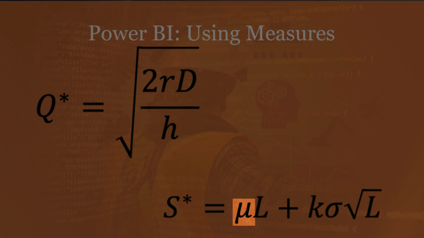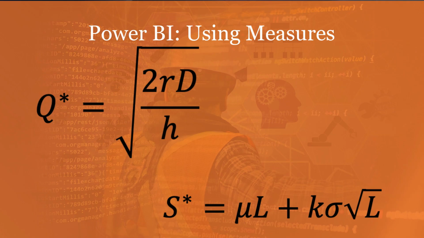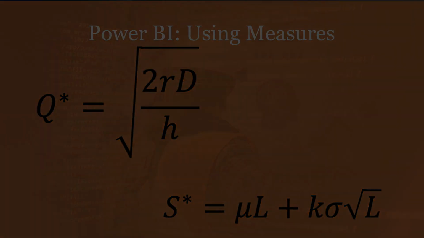To know that, we have to know the average daily demand, mu there, and we also have to know the standard deviation of daily demand. And to get that from the SKUs in Power BI is what this tutorial is all about.